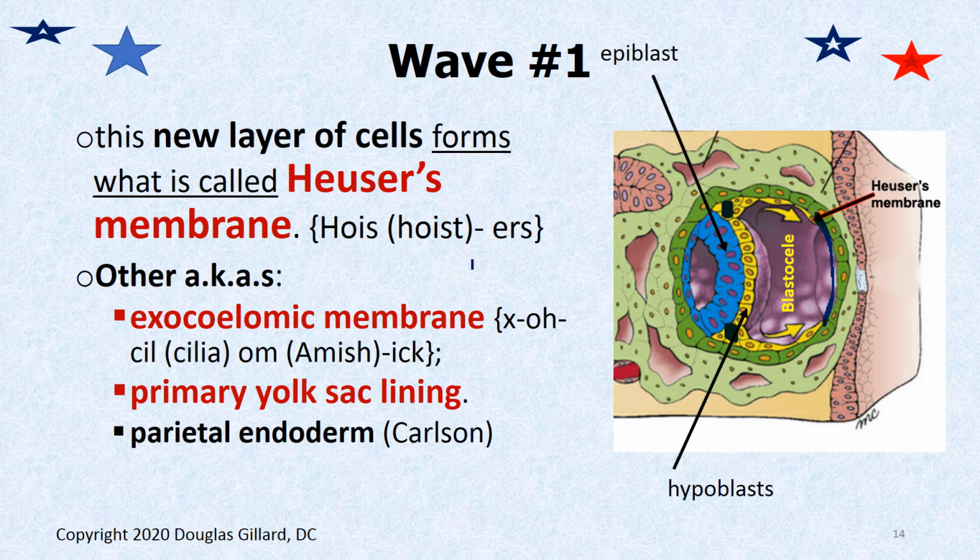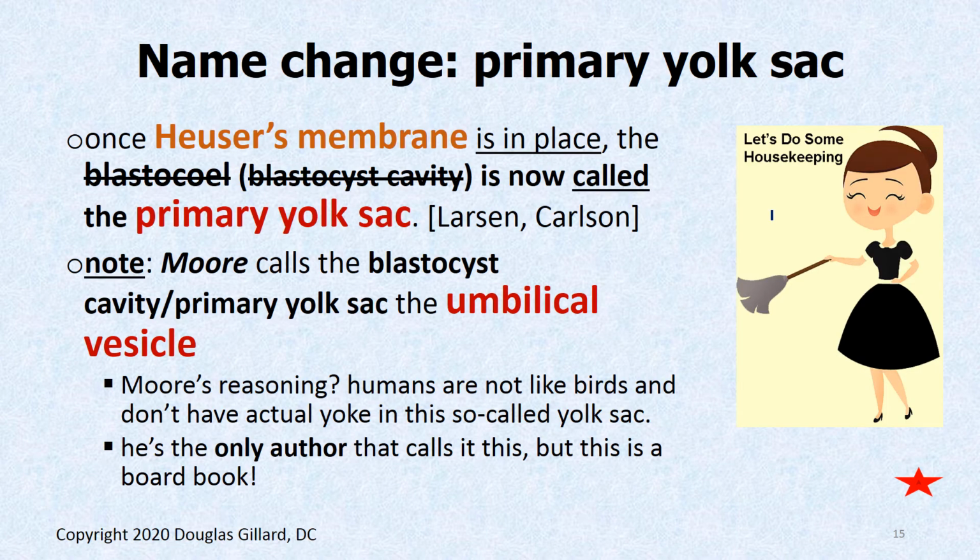Heuser's cells. There are some AKAs, of course. Exocoelomic membrane is another one. Primary yolk sac lining. Parietal endoderm. That's Carlson, my favorite book, but then we're getting confused. The reason they say it's parietal endoderm is because this hypoblast is going to develop into the endoderm, so I see where he's coming from. But I like Heuser's membrane. And then we get a name change too.